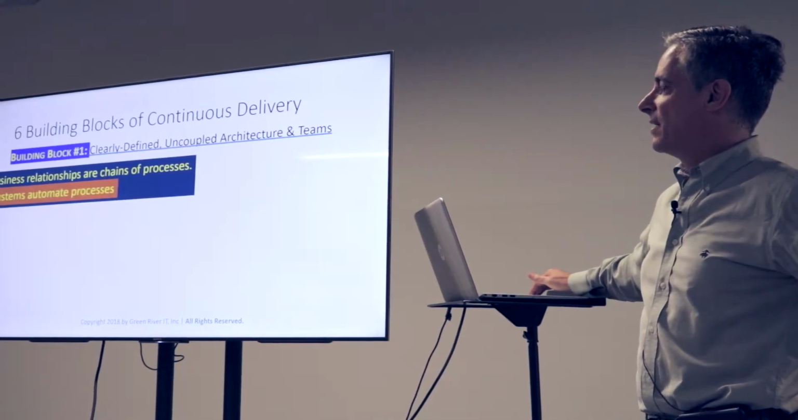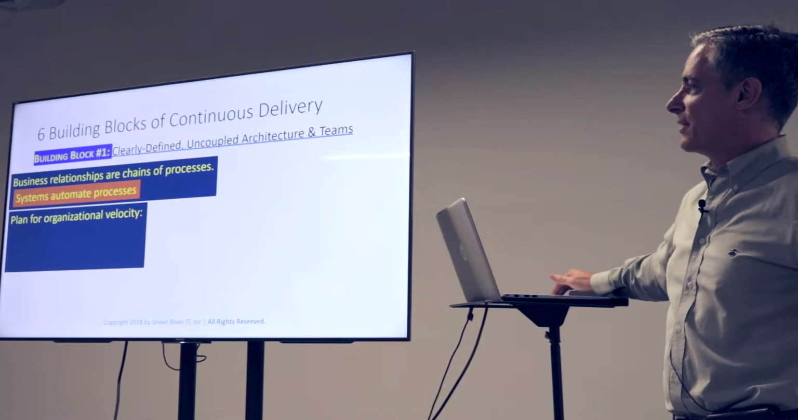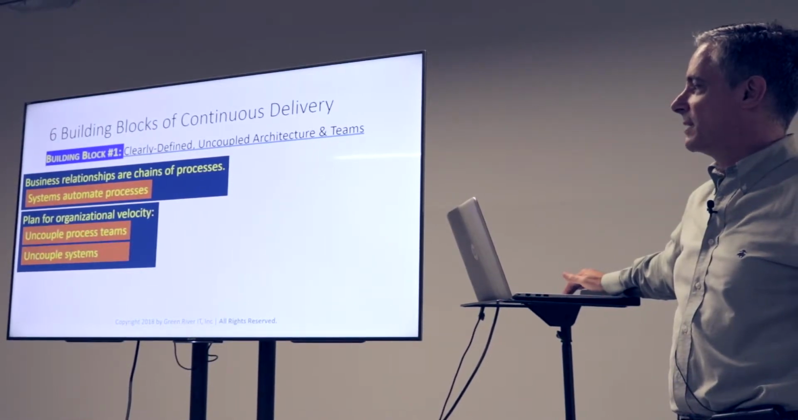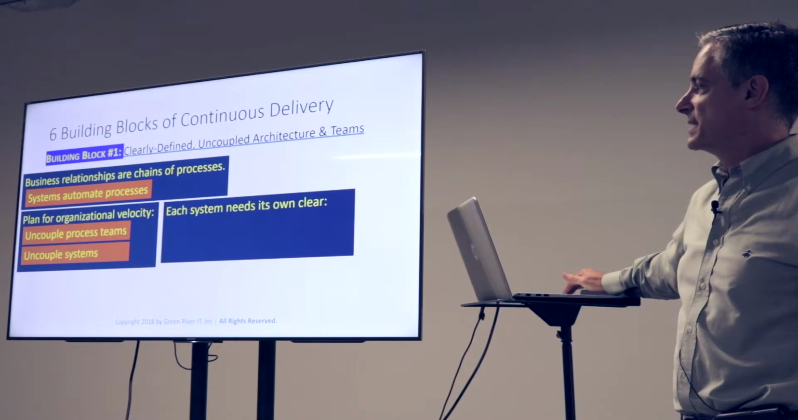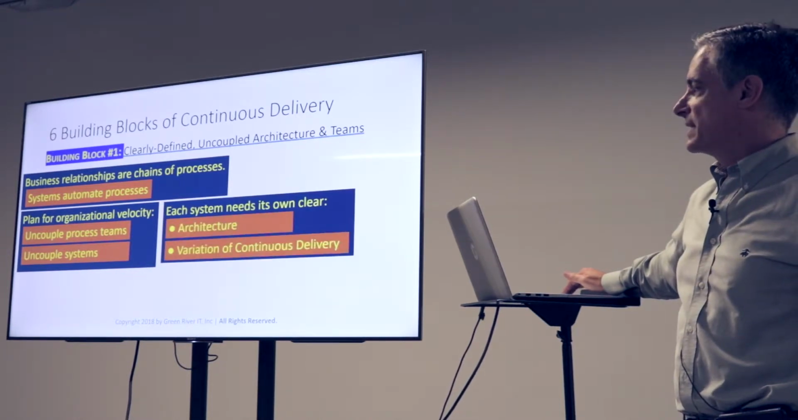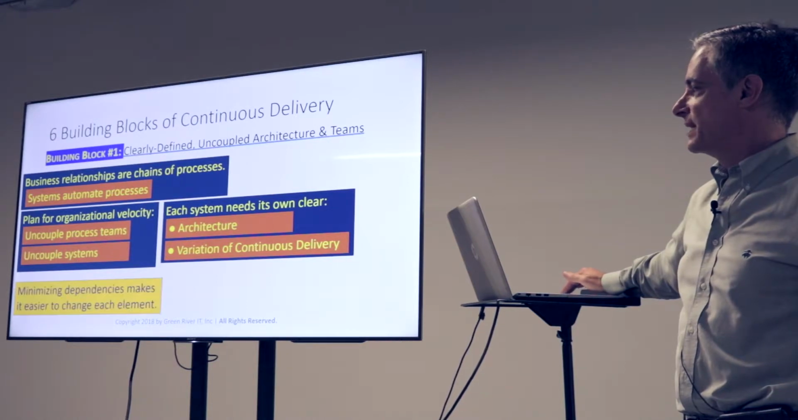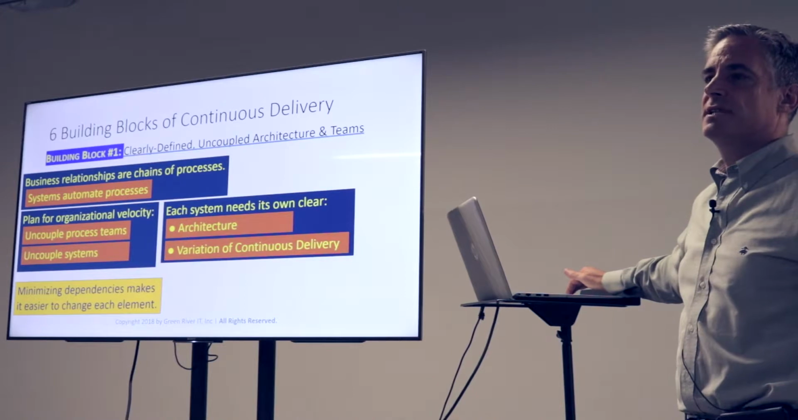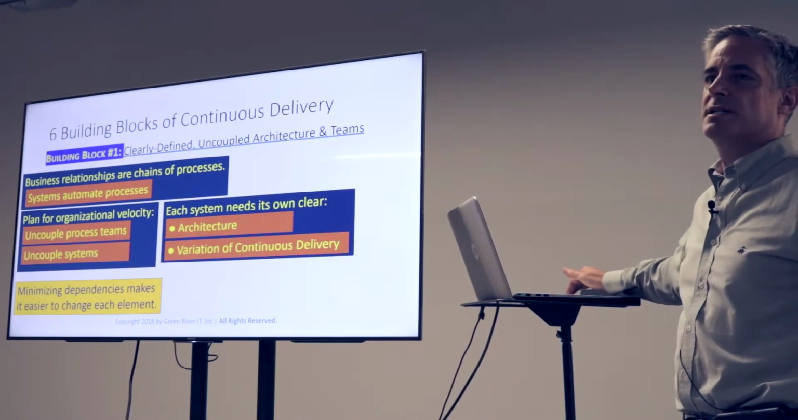And again, we've got our chains of processes that are automated by systems. And we're uncoupling the process teams, uncoupling the systems, giving each system its own clear architecture, giving each system its own variation of continuous delivery, and making it easier just to target one specific set of changes and then push it out, because everything else it has to talk to is a black box that's reliable.